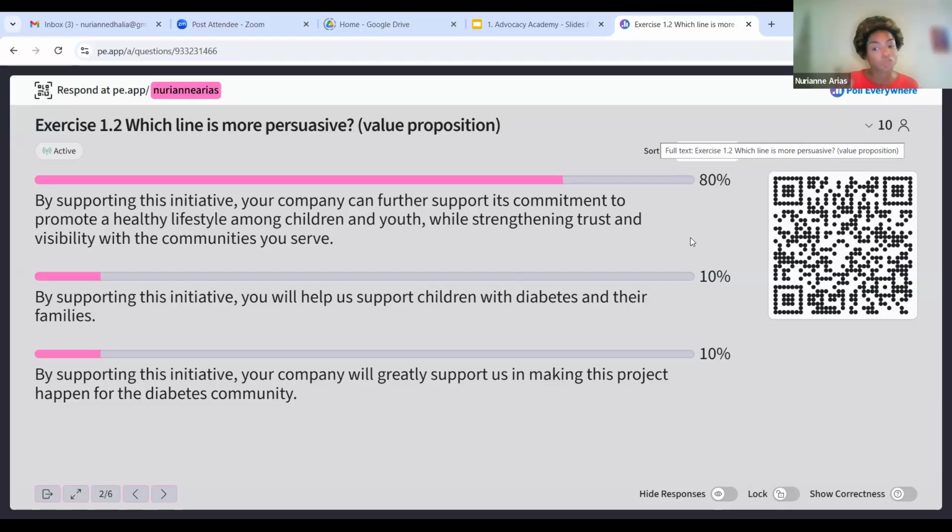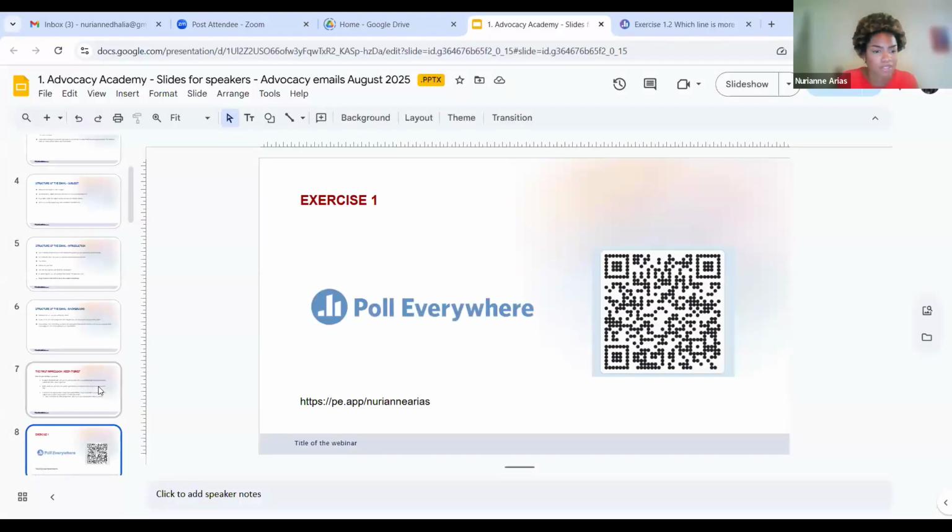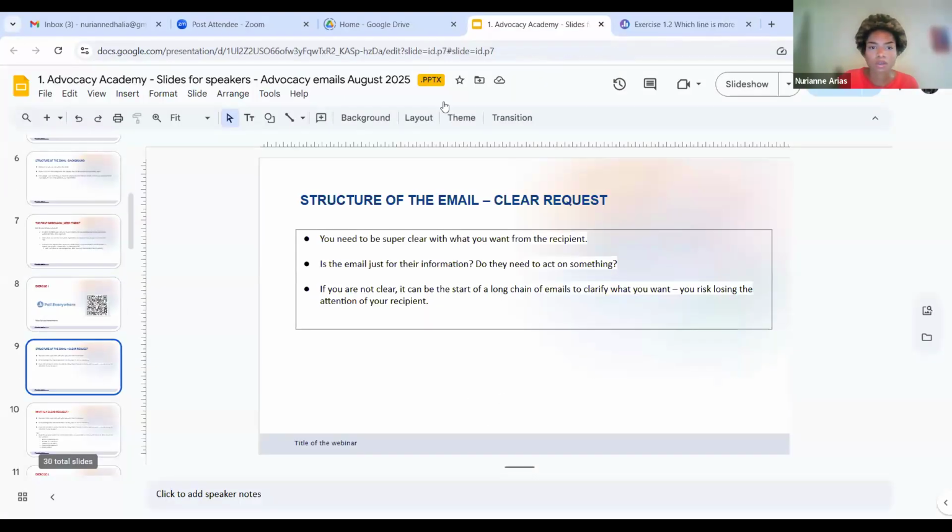Later we'll be back on Poll EV. Let's go back to the slides with more examples. Stop share. Okay, let me go back to the slides. Here we are.